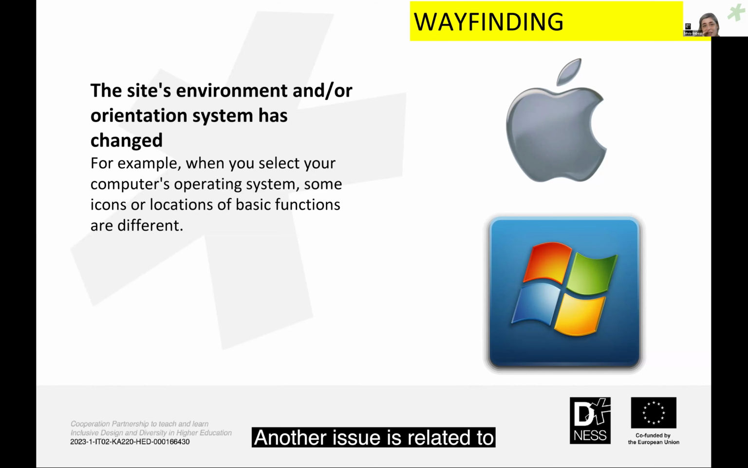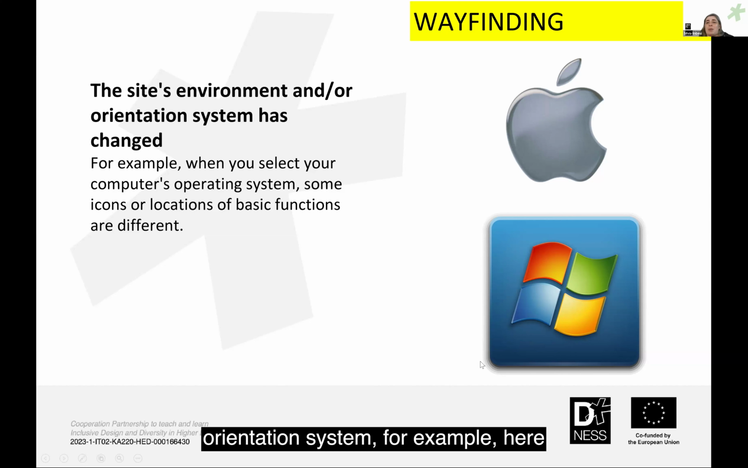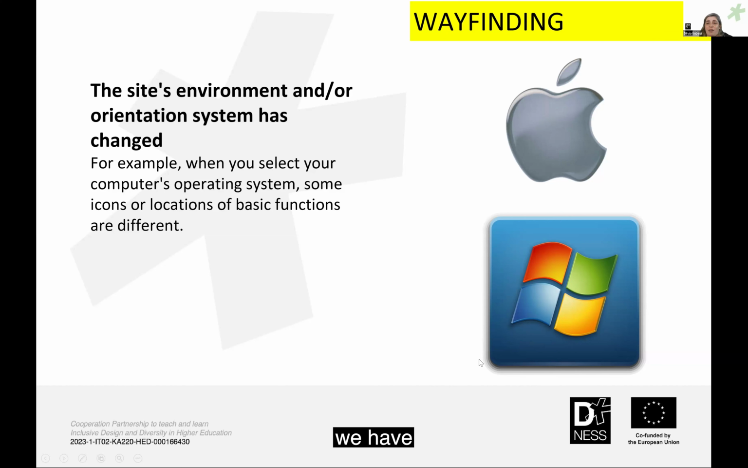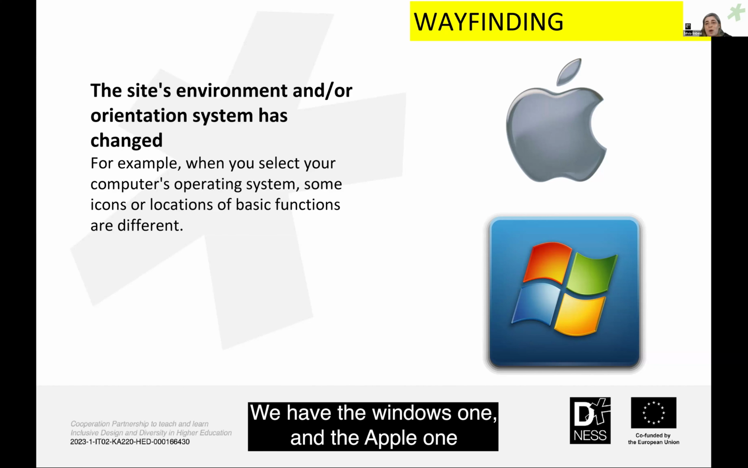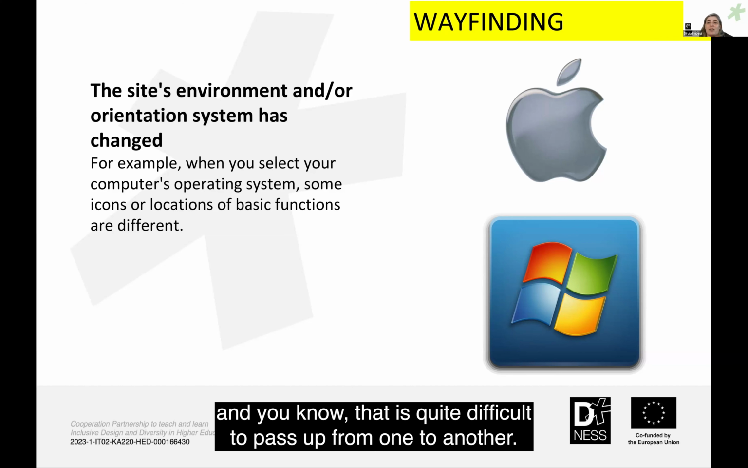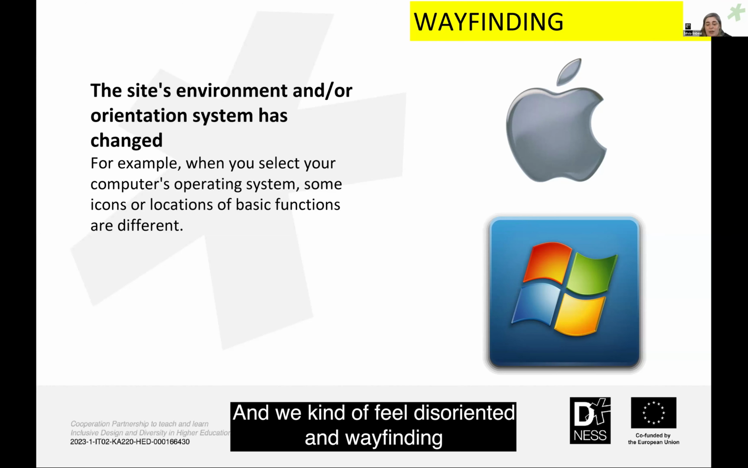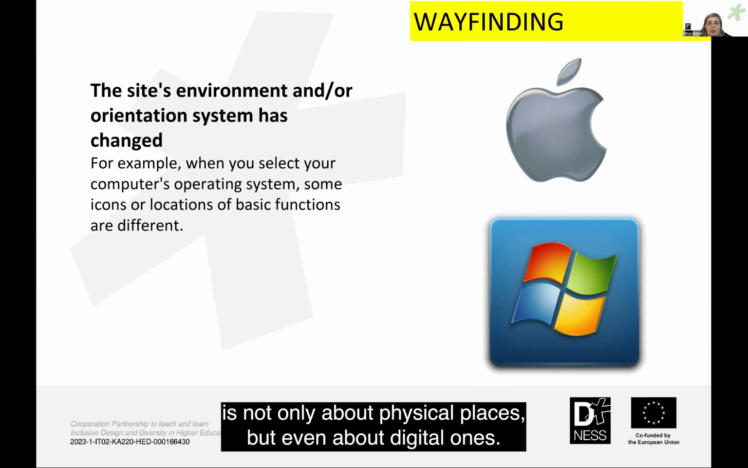Another issue is related to changes in the environment orientation system. For example, here we have different digital environments. We have the Windows one and the Apple one. And you know that it is quite difficult to pass from one to another, and we can feel disoriented in doing it. Wayfinding is not only about physical places, but even about digital ones.